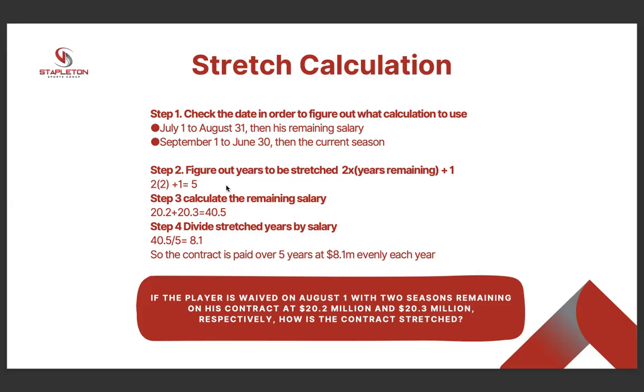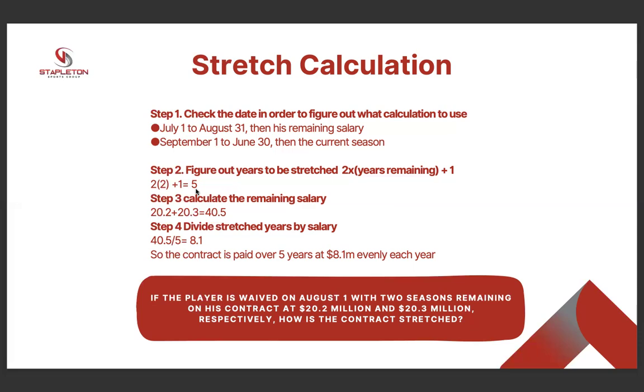So we do 2 times the years remaining on the contract. And since he was waived during the off season, and that came directly from the question, we do 2 times 2, which is 4, plus 1 gives us 5. So this is 5 years over which we're going to stretch the contract. Although the player only had 2 years on the contract, the team now has 5 years in which to pay back this same amount of money.